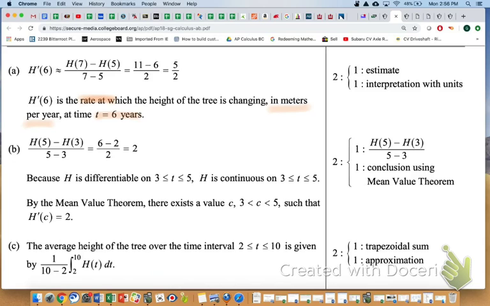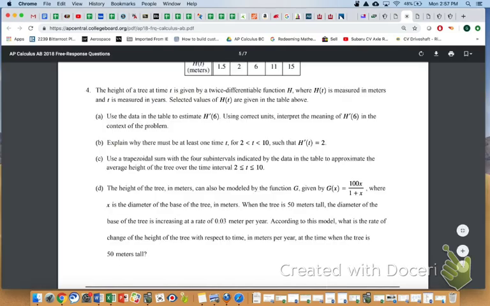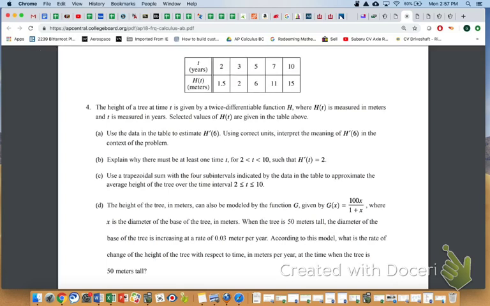Yes, ma'am. Why is the interval 3 to 5? I don't know. Let's find out. They say, explain why there must be a time t from 2 to 10. So 3 to 5 is within that interval.